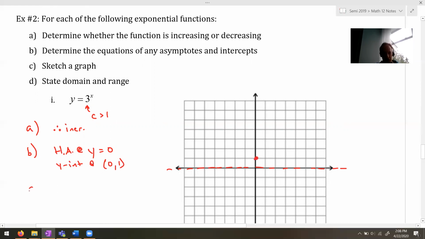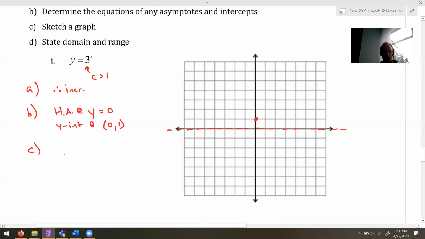Now C says sketch the graph. So if you're going to sketch the graph, you need a couple key points. My advice to you is do a little table of values. x, y equals 3 to the power of x. So we'll go 0. You know what? We're even going to maybe do a couple negatives: -2, -1, 0, 1, 2, 3, and we can keep going, but that's probably enough.